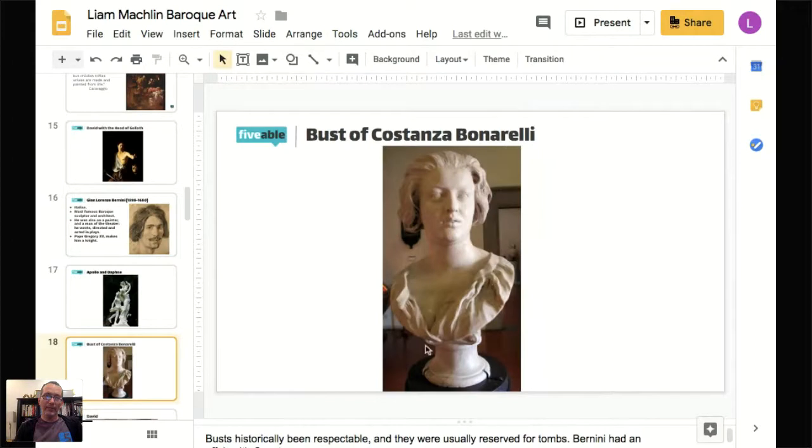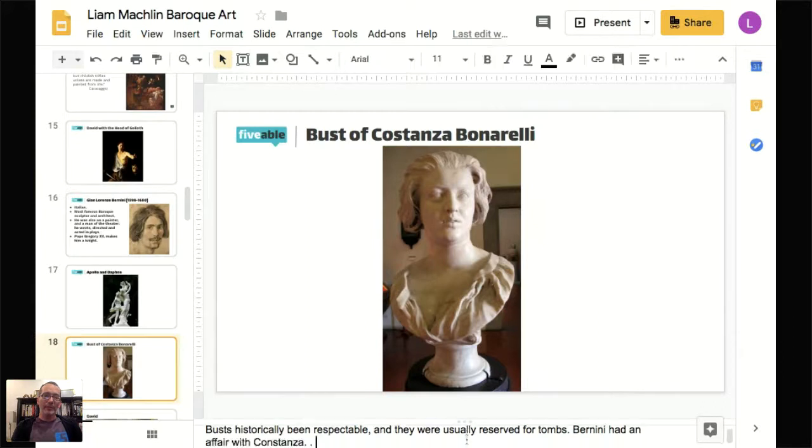Moving on, we have here a bust of a woman named Constance, and that's a woman that Bernini had an affair with. What is very interesting about this bust is the fact that, historically, busts were only used for funerals, or on top of graves. They were considered something very, very conservative. But here, if you look at this bust, this is very, very different from everything ever done before.